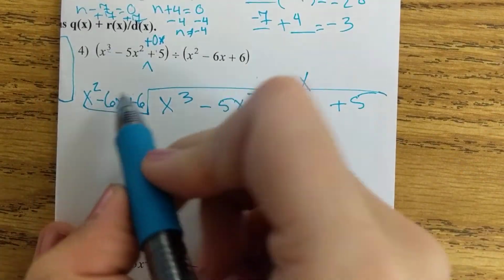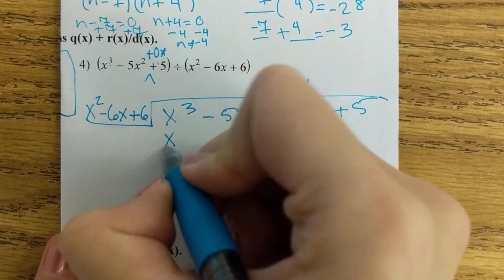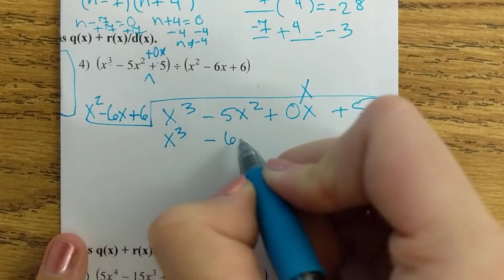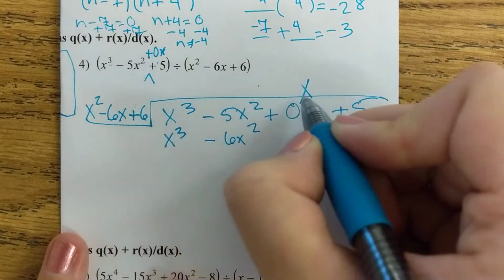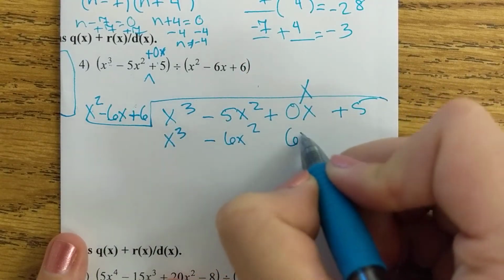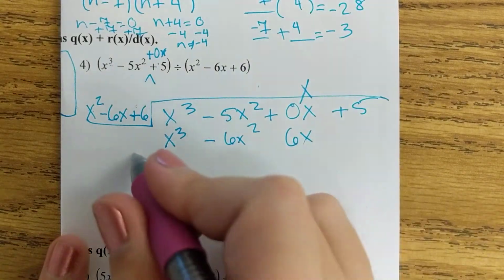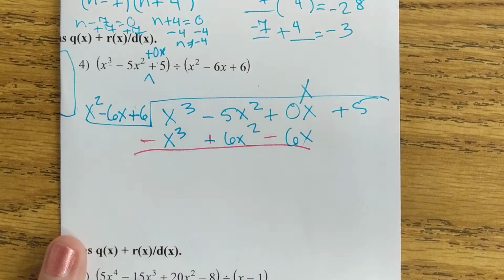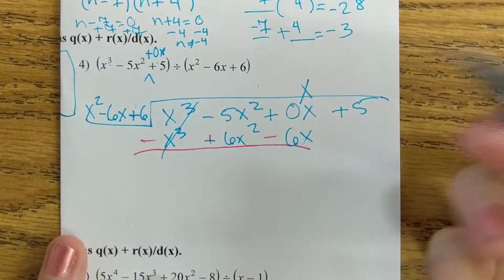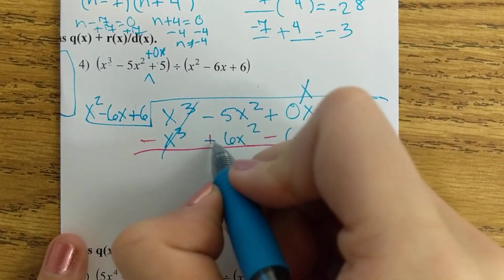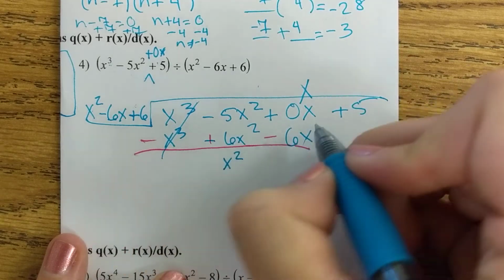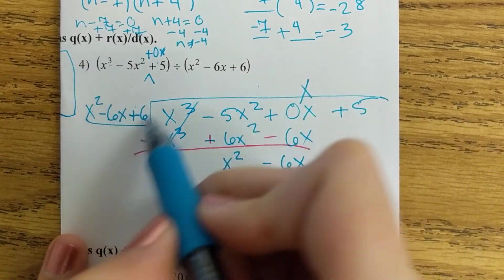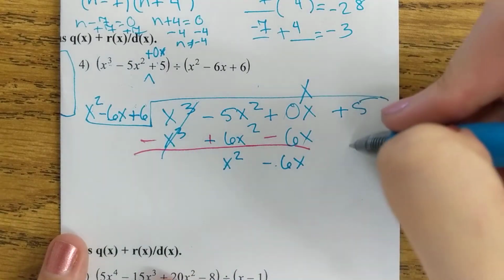Okay, so x times x squared is x cubed. It's negative 6x times x, negative 6x squared. Positive 6 times x, positive 6x. Draw your line and change your signs. And then now add. That's 0. Negative 5x squared plus 6x squared is x squared. 0x minus 6x is negative 6x. Your divisor is 3 terms, so you need to have 3 terms, so drop the 5.